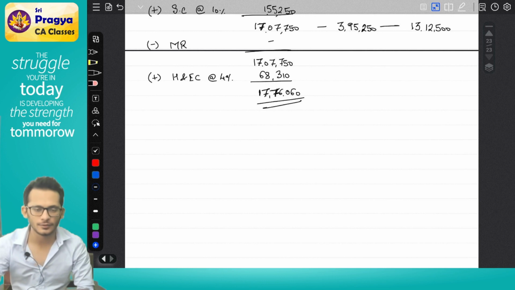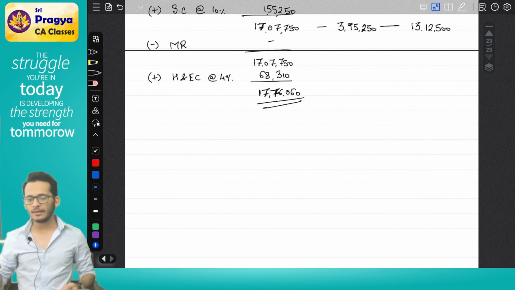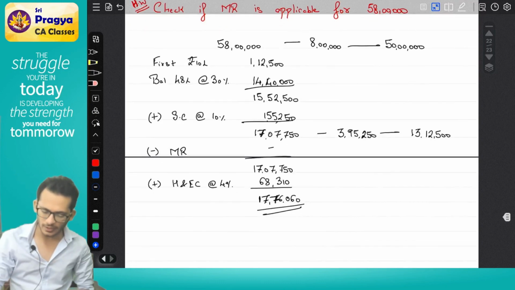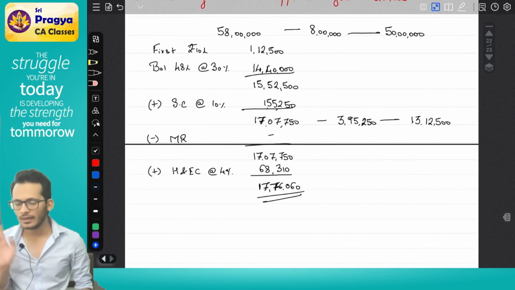In simple words, if you notice, marginal relief is not applicable every time. It is only applicable where you find that your difference in tax is going to become more than your difference in income. How do you do this, Rahul?